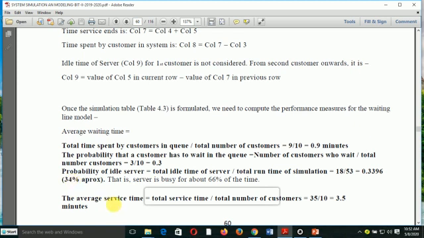So the server is busy about 66% of the time. It has been serving customers 66% of the time. Okay, it is almost okay, but in the case of your grocery, you should reduce this idle time.